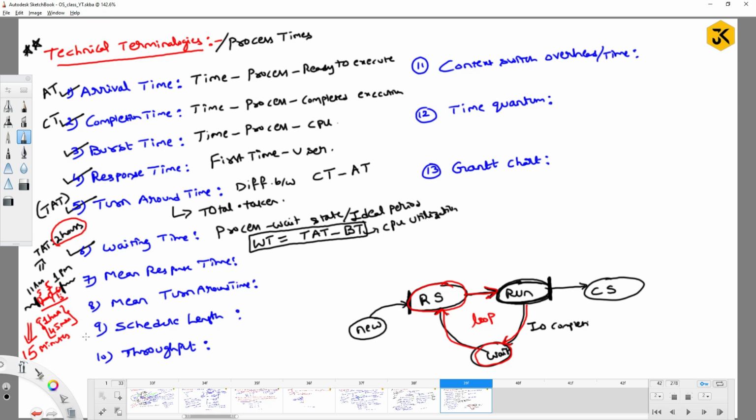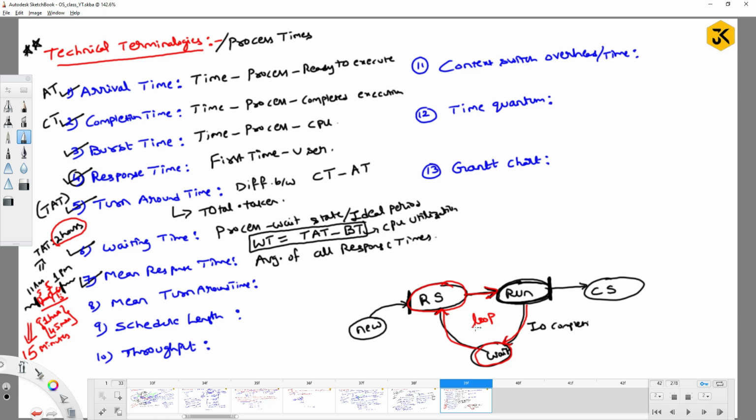Guys, just note down the points. If you are unable to understand, you can clearly understand once we go through various kinds of examples. Next one, mean response time. Mean response time means the average of all response times, right? Earlier, in the fourth technical terminology we discussed, the time at which you got the response for the first time is one response.